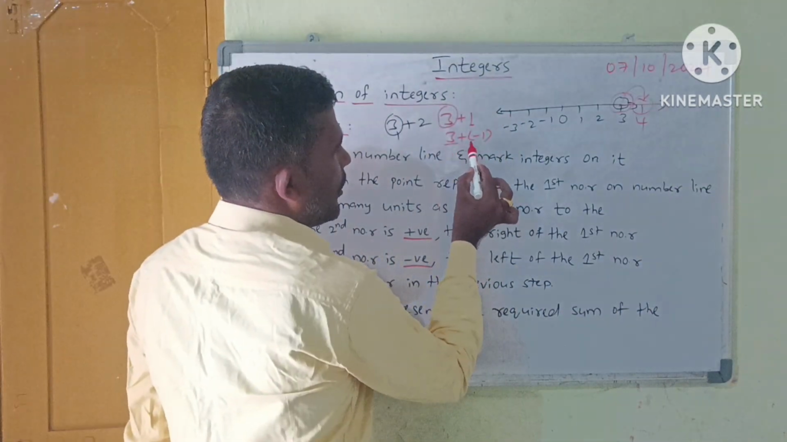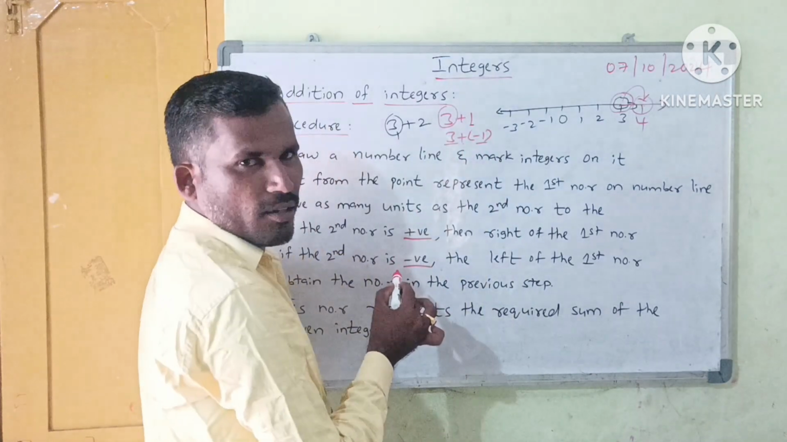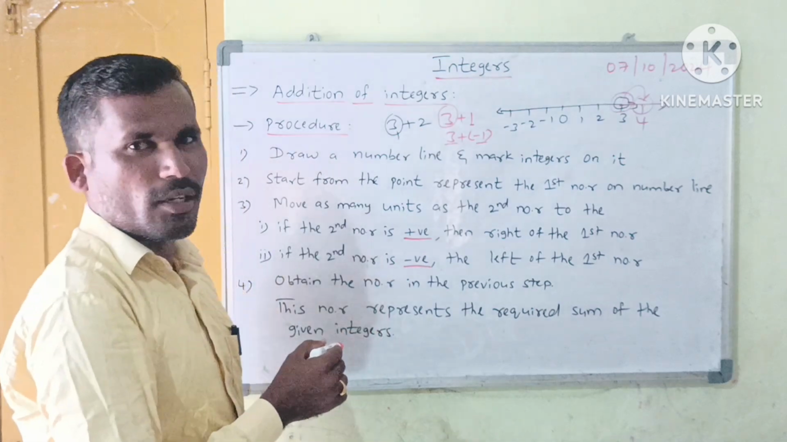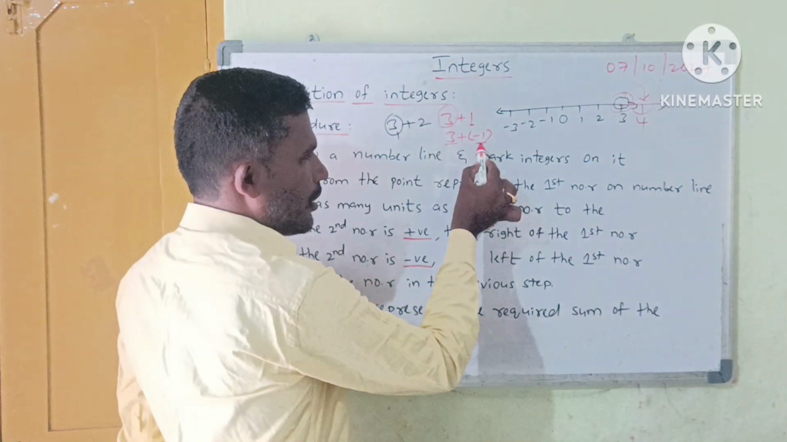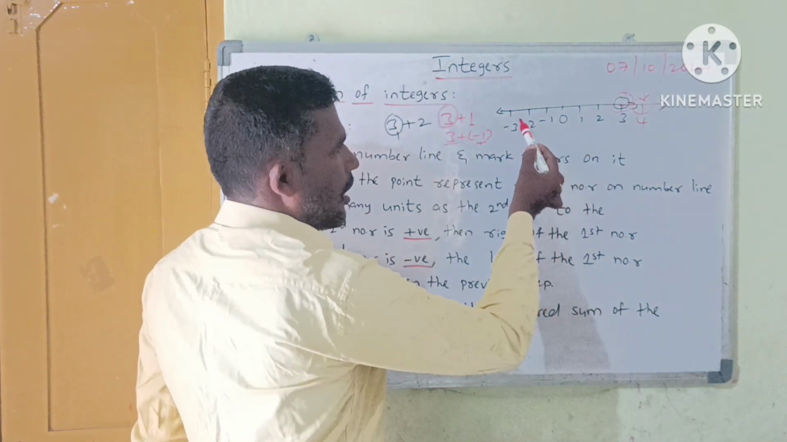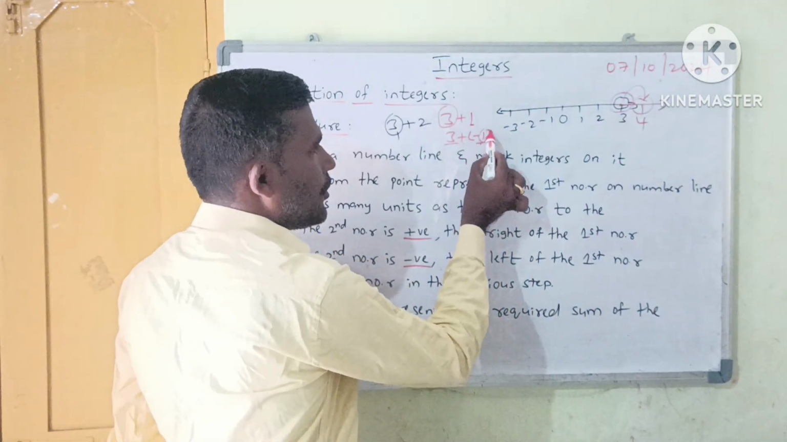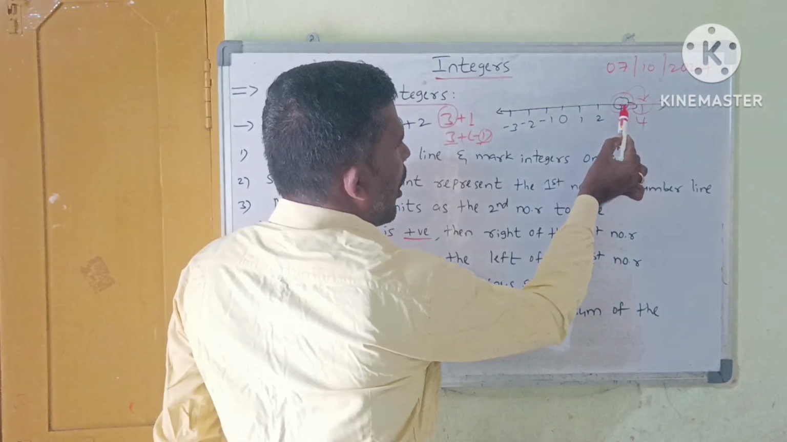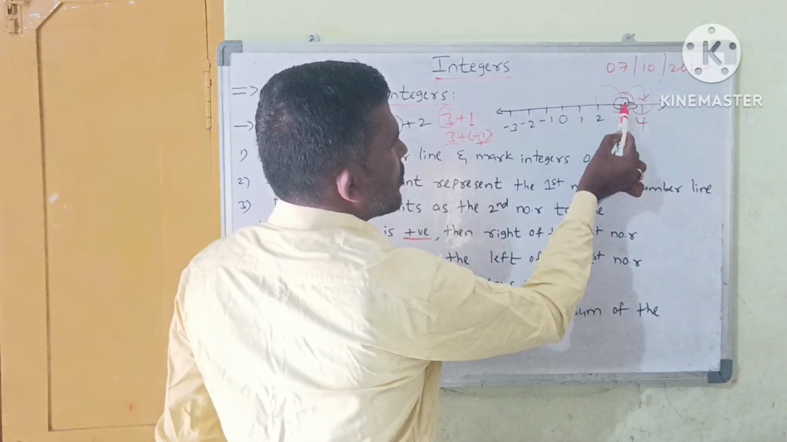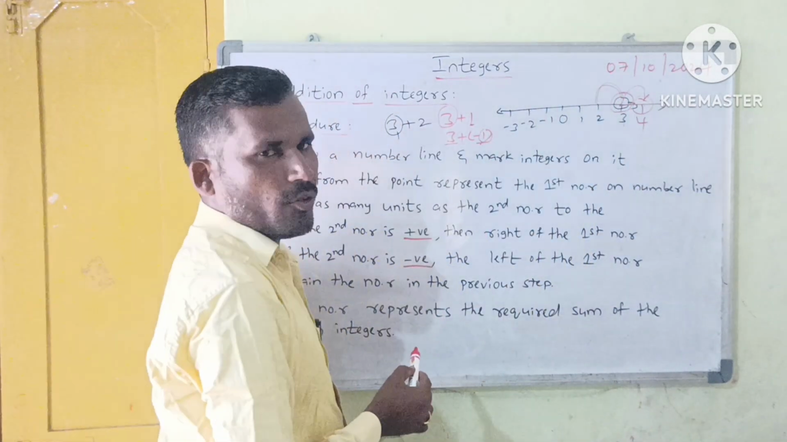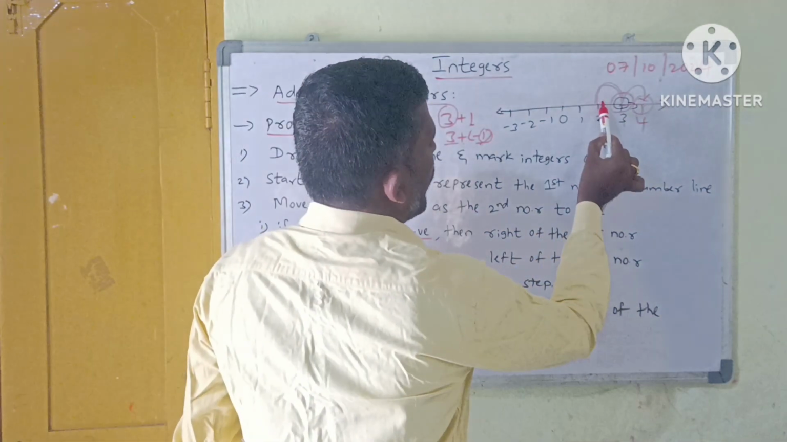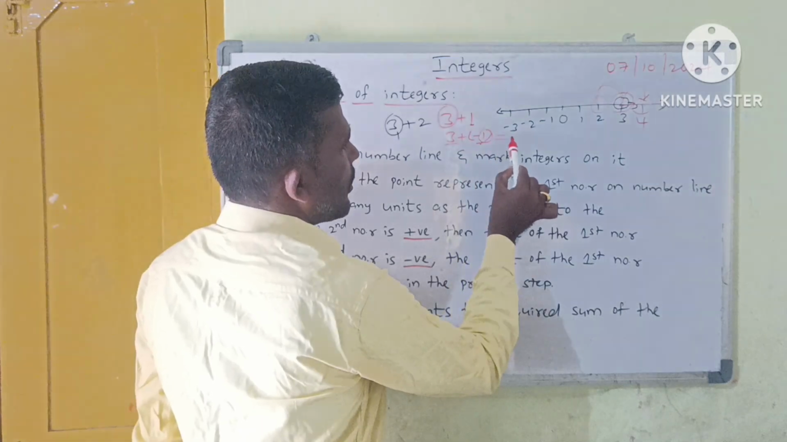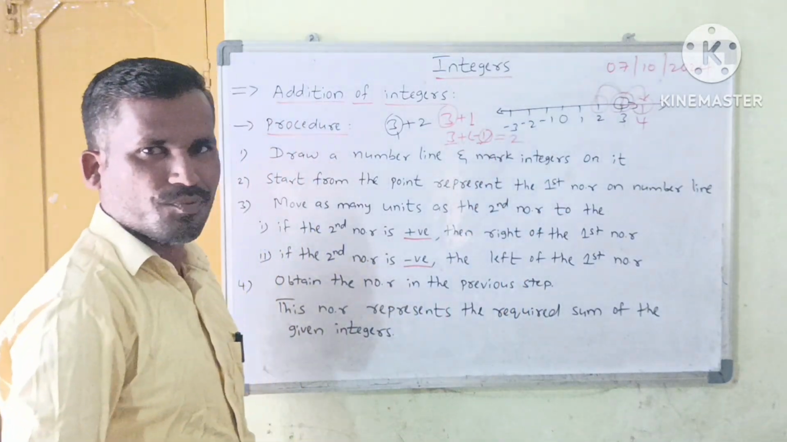For example, 3 plus minus 1. So for the 3 we are adding minus 1. Minus 1 is a negative integer. When adding a negative integer, you have to move to the left side. How many units? 1 unit is given. So from the 3, we moved 1 unit to the left, and we stopped at 2. Therefore 3 plus minus 1 equals 2 is the answer.